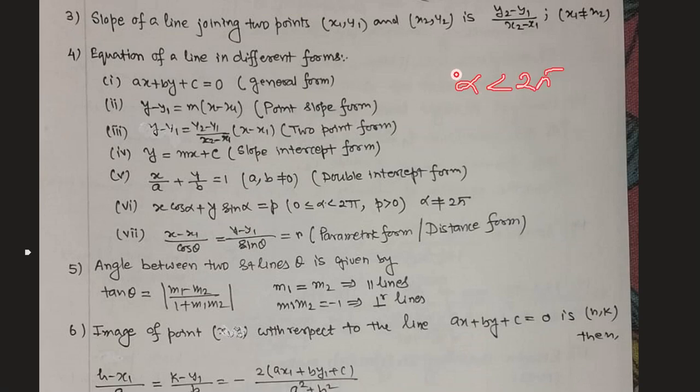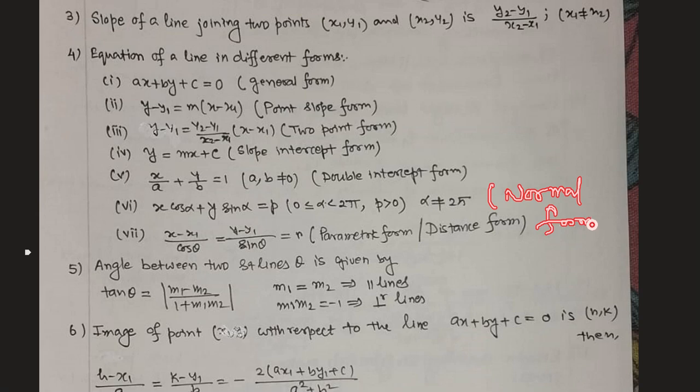and the line having the slope is always 0 to pi. Then we can write x cos alpha plus y sin alpha is equal to p. P should be positive and alpha lying between 0 to 2 pi, but alpha cannot be equal to 2 pi. Now this is known as the normal form. It is not written here, you can write it in your copy.